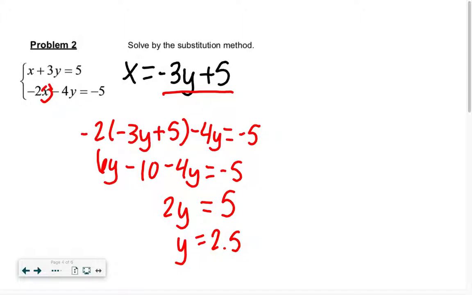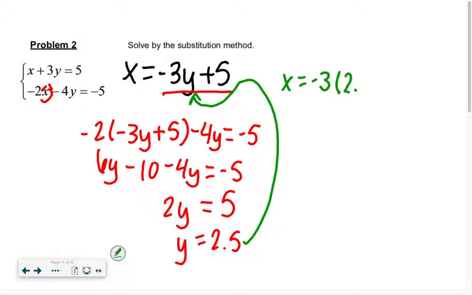So we got y. Am I done? Nope. What do I gotta do? Find x. Plug it in. Take 2.5. Plug it in for y right here. So x equals negative 3 times our 2.5 plus 5. Get you a calculator, and x equals negative 2.5.